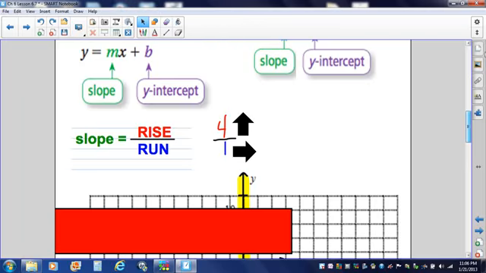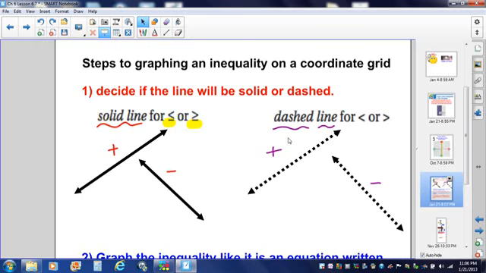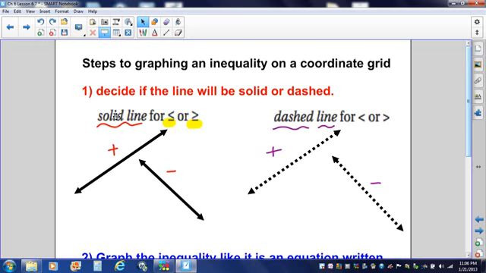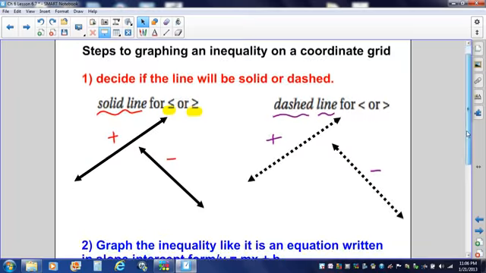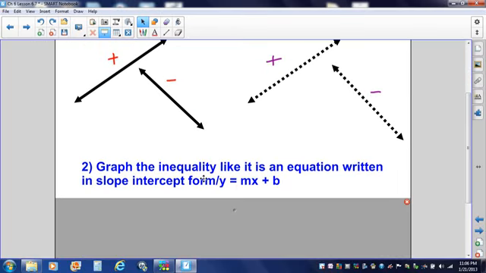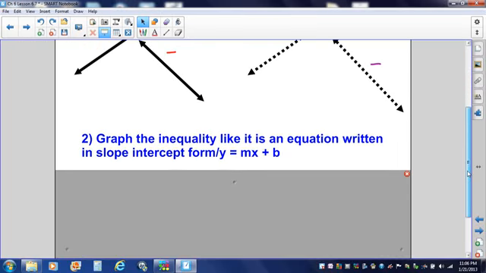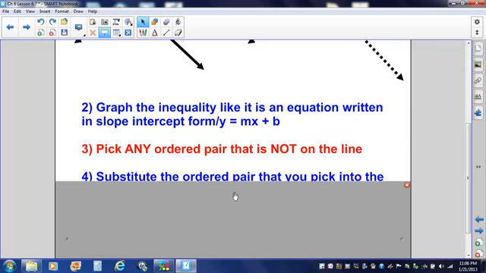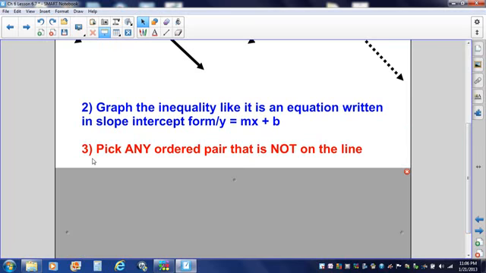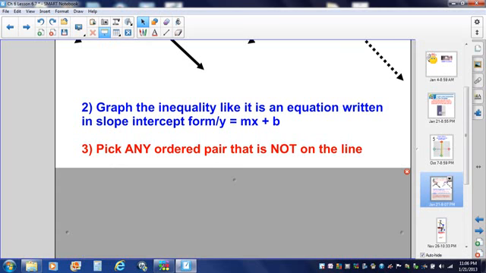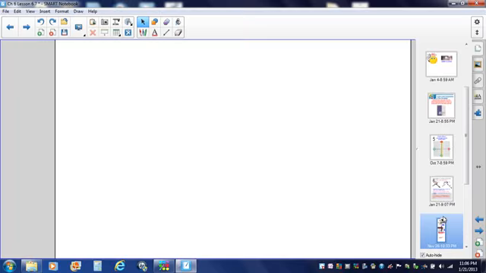Now let's go back to our steps. We've done step 1. We decided if it was solid or dashed. We did step 2. We graphed it like it was y equals mx plus b. Now, step 3, please write on your paper, we're going to pick any ordered pair that is not on the line.